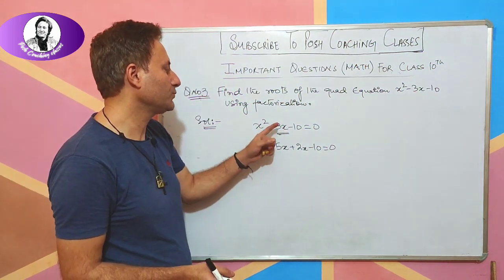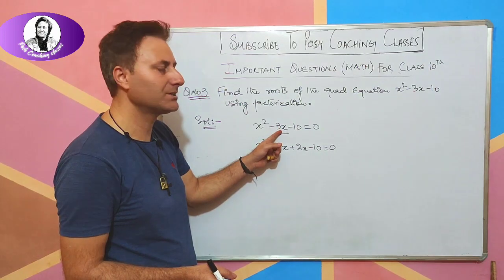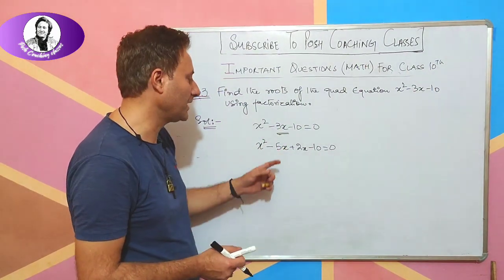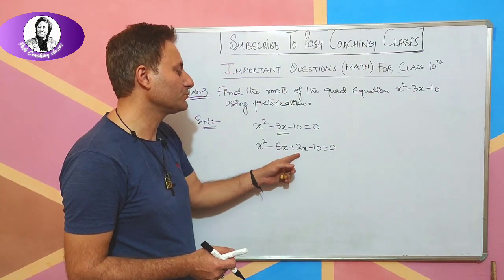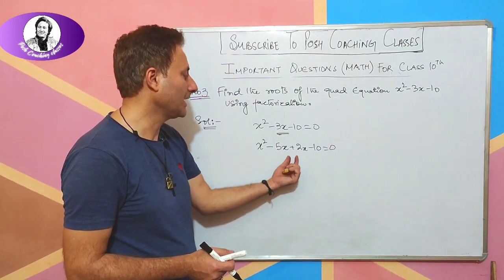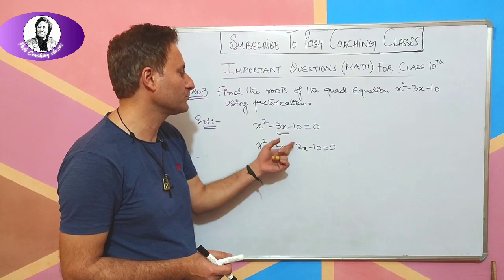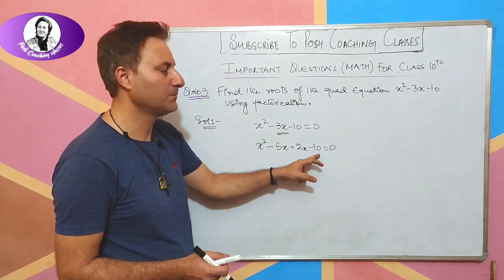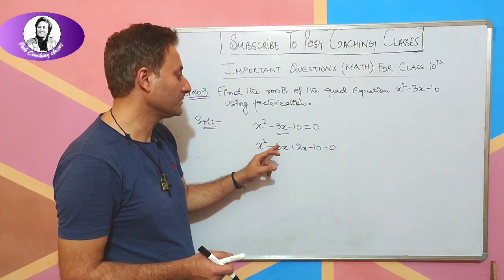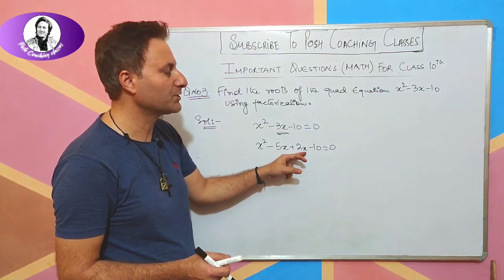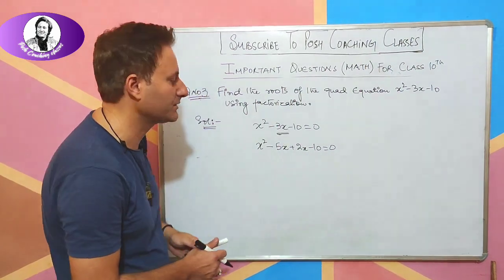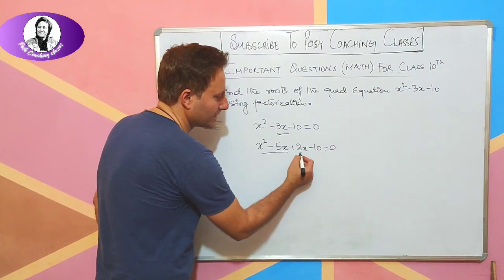What we need is to split this term into 2 terms. What we need to keep in mind is that the product of these 2 terms should be this, and the sum or difference of these 2 terms should be this. So if we multiply 5 with 2, it becomes 10, and then if we see minus 5x plus 2x, the bigger is minus, so we will just subtract and it becomes minus 3x. Now what is the next step?